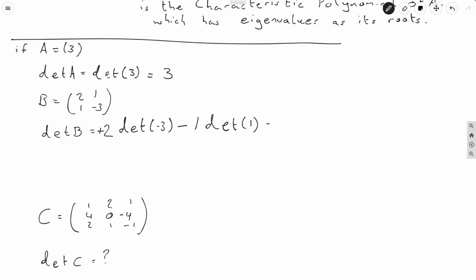And what do we get here? Well, we know how to compute the determinant of a 1 by 1 matrix, I told you how to do it up here. So this determinant of minus 3 is just minus 3, and this determinant of 1 is just 1. So what do we get? We get 2 times minus 3, minus 1 times 1. And this is obviously equal to minus 6 minus 1, so minus 7 in total.